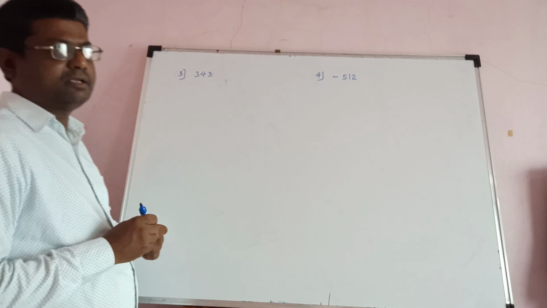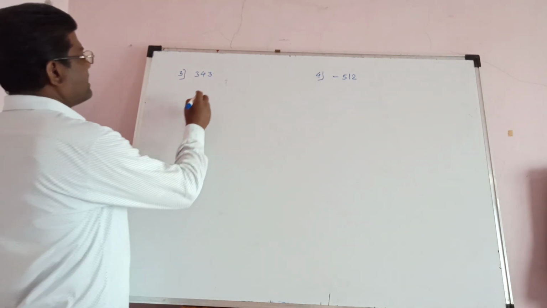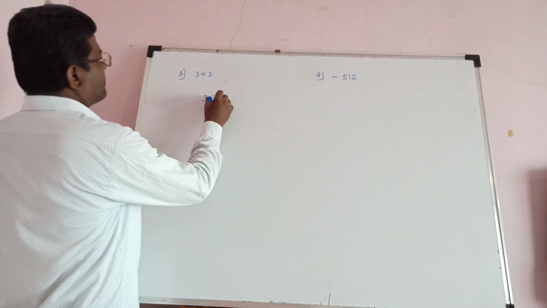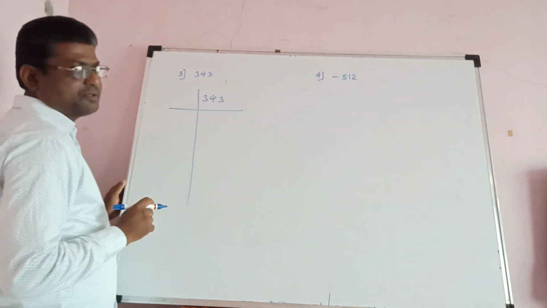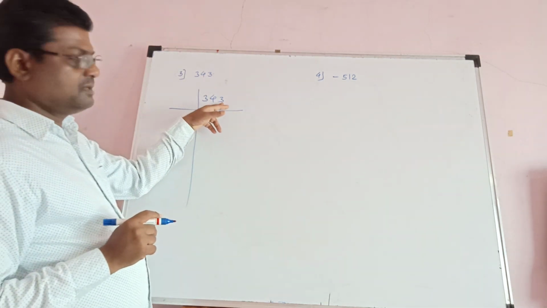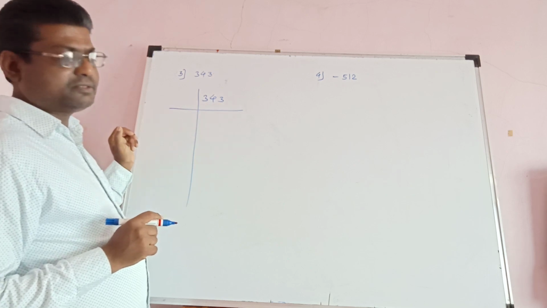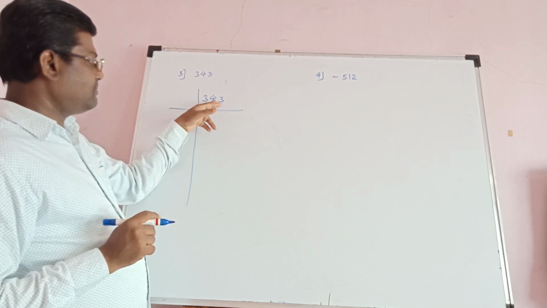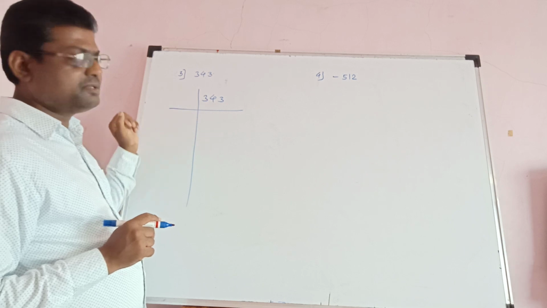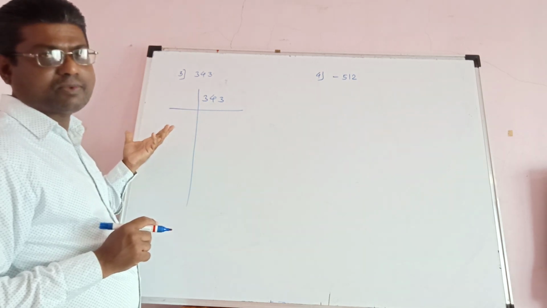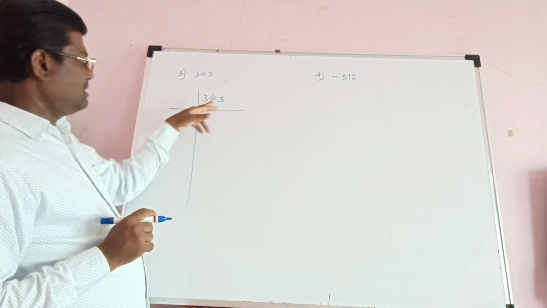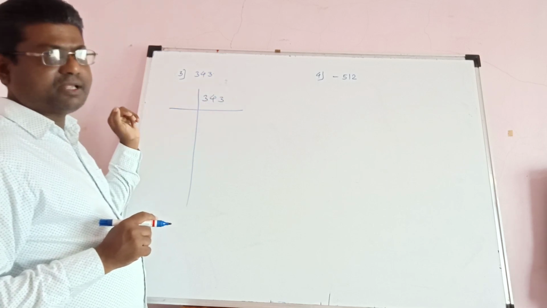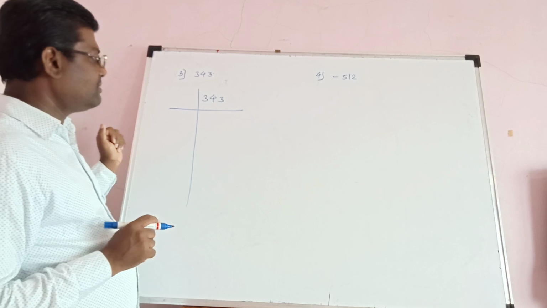Example number 3. 343. Let's find the factors of this number. This number is not divisible by 2 as the units place is a 3. Now 3 plus 4 is 7, 7 plus 3 is 10. 10 is not divisible by 3, therefore this number is not divisible by 3. At the units place there is a 3, therefore this number is not divisible by 5.